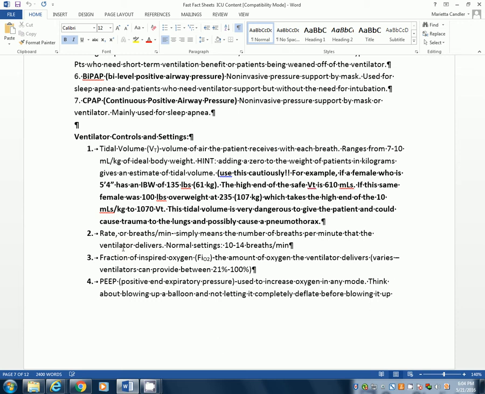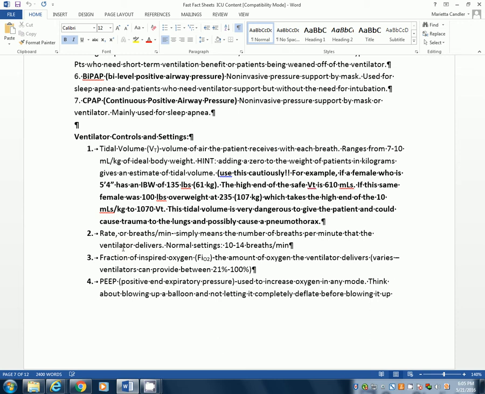One of the things the book tells you, even though research does not support this, is add a 0 to the weight of the patient in kilograms. I'm going to give you an example of why you want to be a little careful about doing that. But it will give you an estimate. For example, if you had a patient who was 5'4" and had an ideal body weight of 135, that would be 61 kilos. Well, the high end of the safe tidal volume for that is 610 mils, which is a lot for someone who only weighs 135.